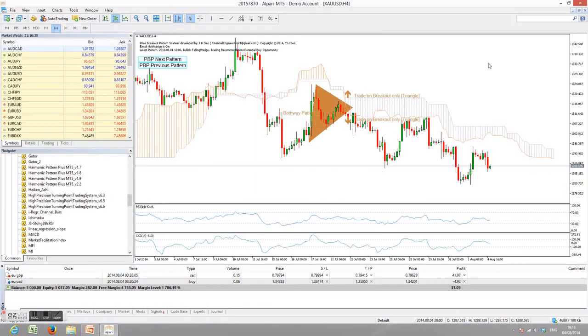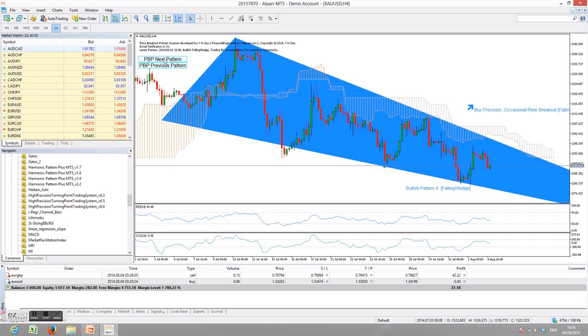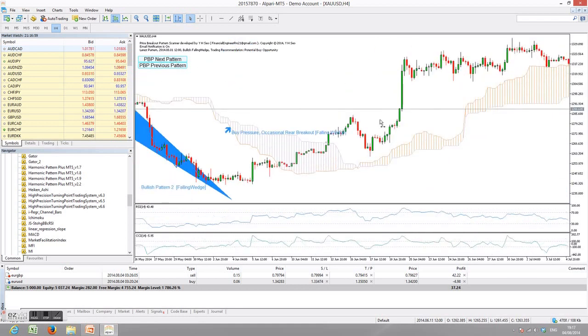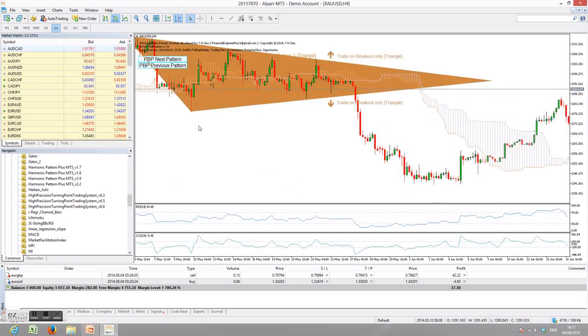First of all, open the MetaTrader terminals and load your price breakout pattern scanner. In price breakout pattern scanner, you can replay past historical patterns by just clicking these buttons. So you will get the past patterns like this.